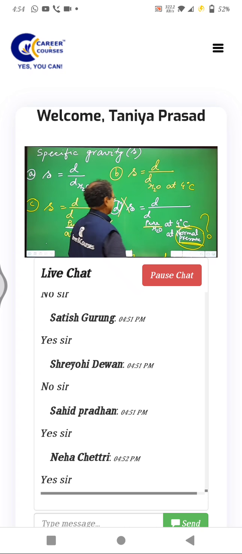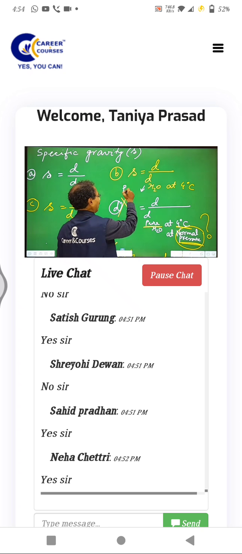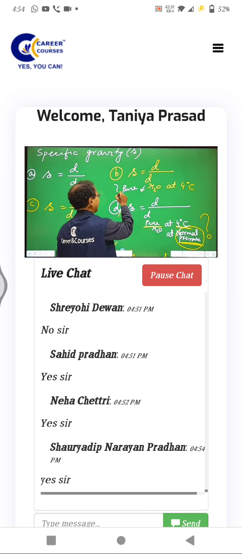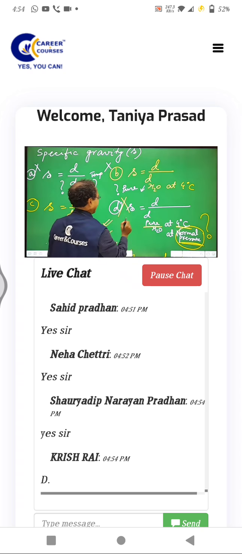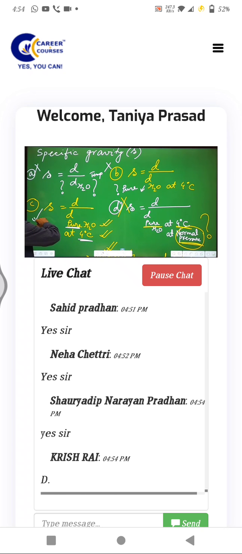In option B, the impurity term is missing. Whether the water is pure or impure, it is not given. In option A, impurity is missing, and temperature is also missing. So options A, B and D cannot be the best correct option. Only option C is best correct, because all the necessary points are given here. Is that clear to you or not?